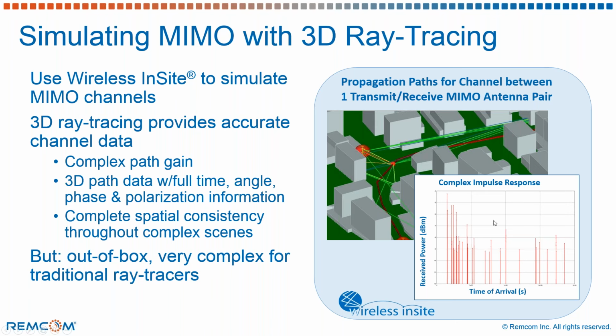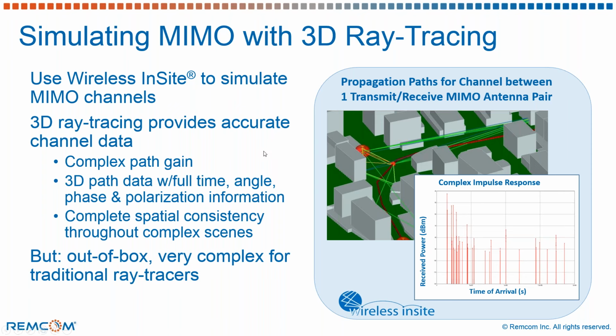These paths then translate into what's called the complex impulse response, shown at the bottom right, which shows the arrival of copies of the signal as a function of time. So 3D ray tracing can capture this level of detail. It can provide the complex path gain, sometimes known as the complex channel matrix. It can provide detailed 3D path data with all of this information about the time and also the phase information between all of the elements of the antennas at the transmitter and the receiver, the angles of arrival, the polarization, and all the other details that are critical to understanding the multipath in the scene.